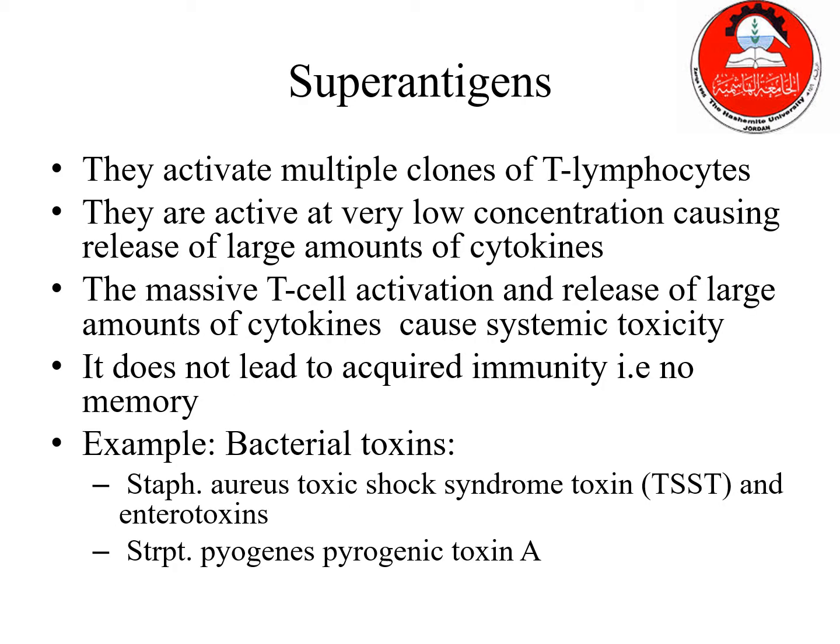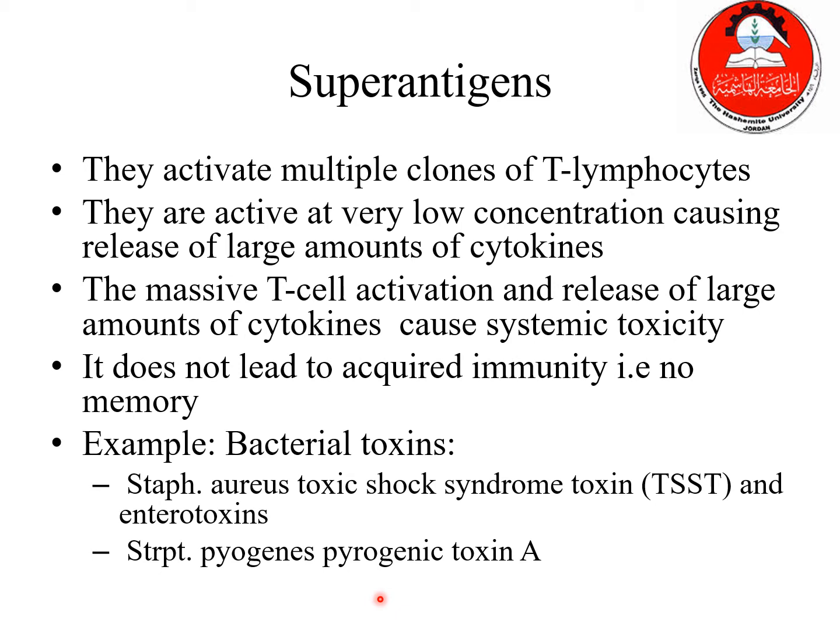Superantigens activate multiple clones of T lymphocytes. They are active at very low concentration, causing release of large amounts of cytokines. The massive T cell activation and release of large amounts of cytokines cause systemic toxicity. It does not lead to acquired immunity. There is no memory. Example: in Staph aureus, toxic shock syndrome toxin and enterotoxin, and another example is the Strep pyrogenic toxin A. Those are two examples of superantigens that we mentioned before.